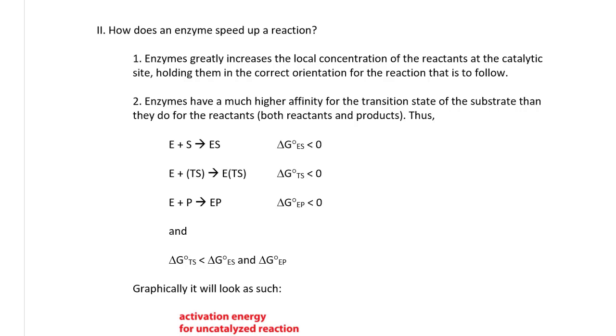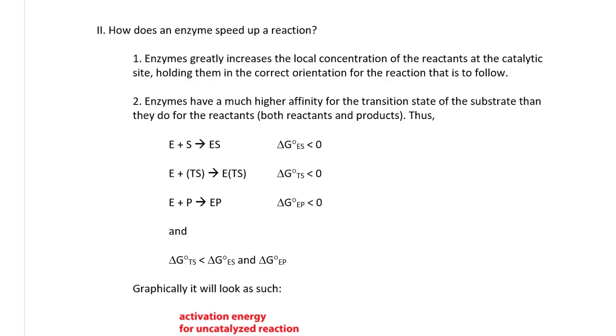Also, holding them in the correct orientation helps so that the reactants can attack each other and form these new covalent bonds more easily. Enzymes have a much higher affinity for the transition state of the substrate than they do for the reactants, both reactant and product.